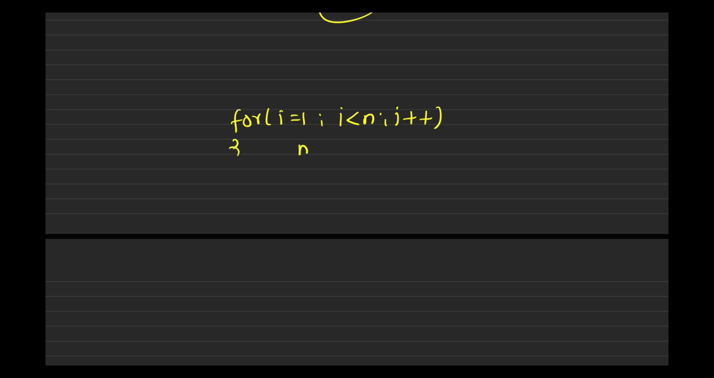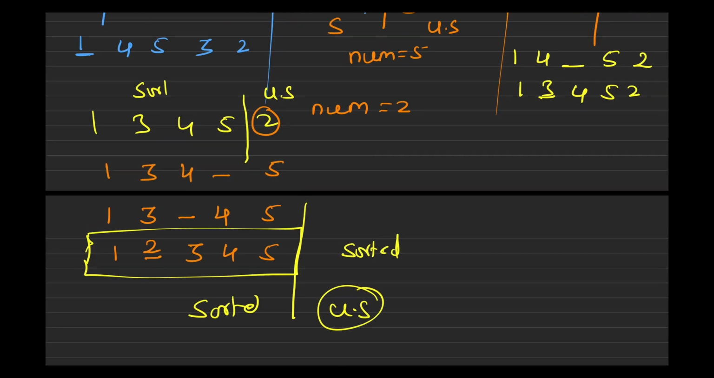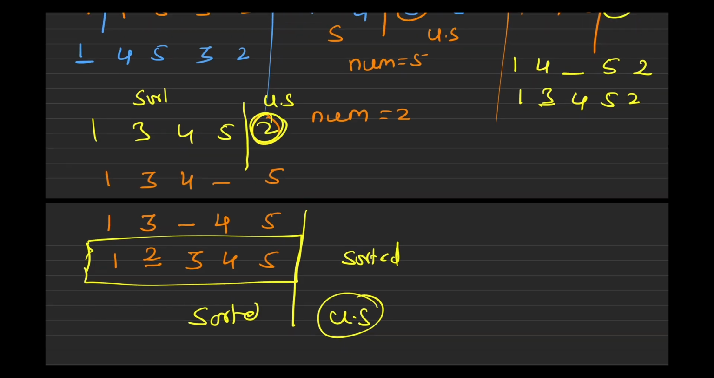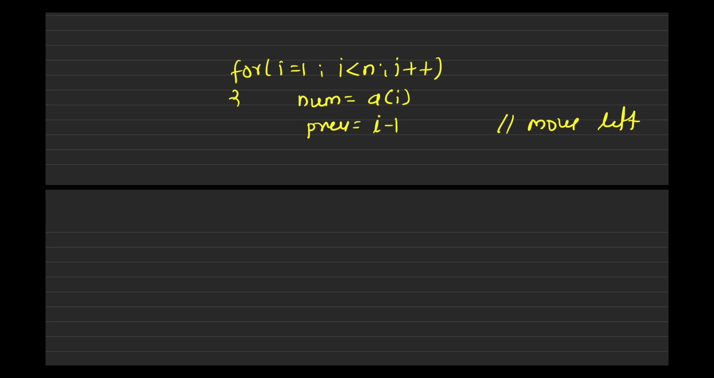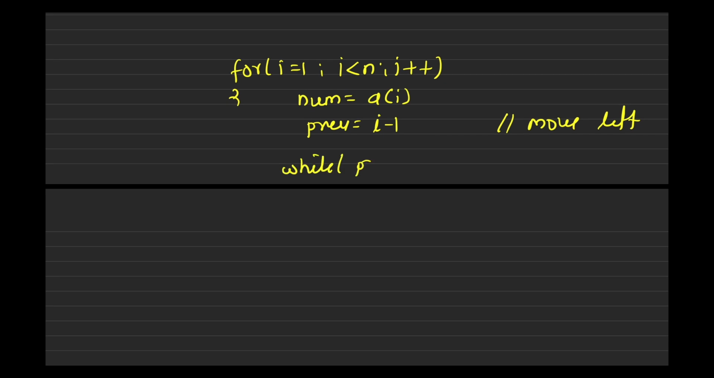And what we did is we took every element at the ith index into num, and we took the previous element, because we are taking from its previous element. If I am standing at 2, I am checking to the left of it if there is any element which is greater than 2. That is the reason why I simply mark previous as i minus 1, because I want to move to the left side. I will write in a comment: move left side. And now I will keep running till my previous is greater than or equal to 0.